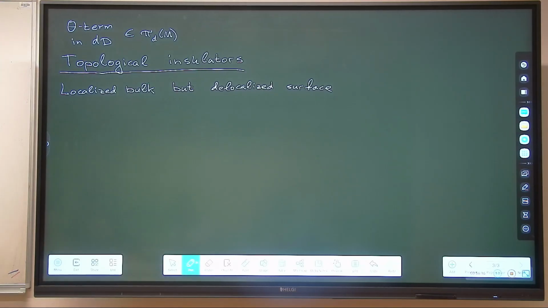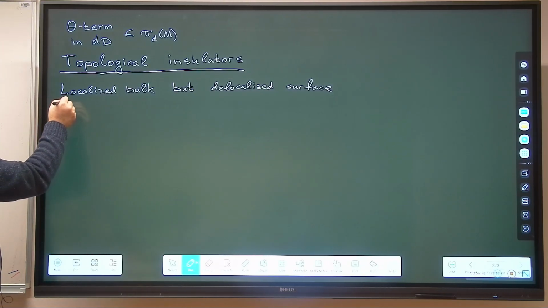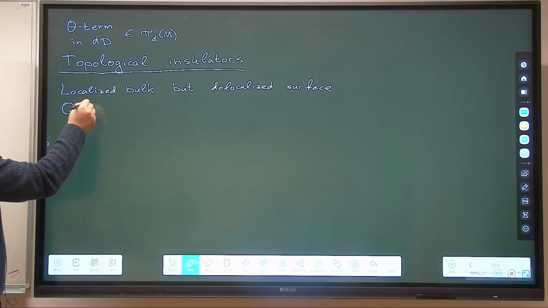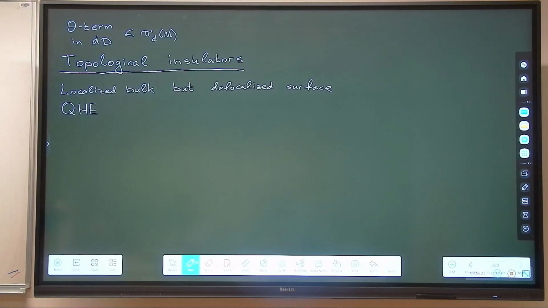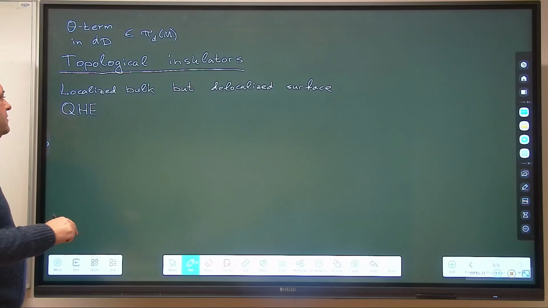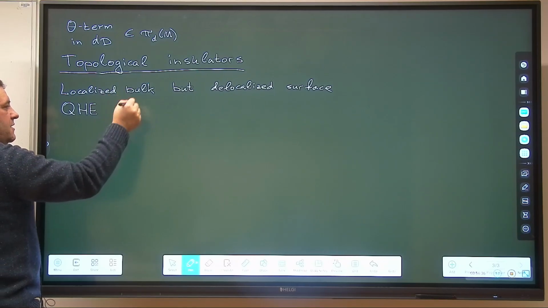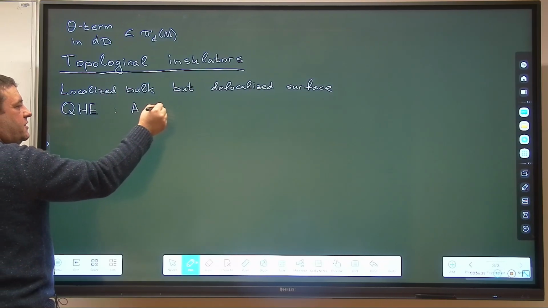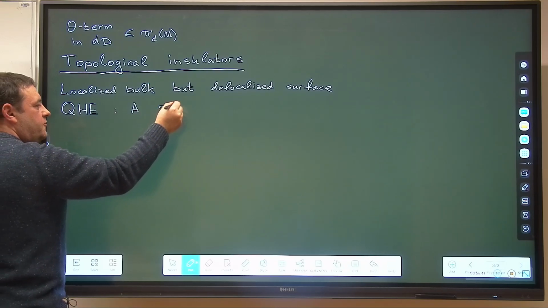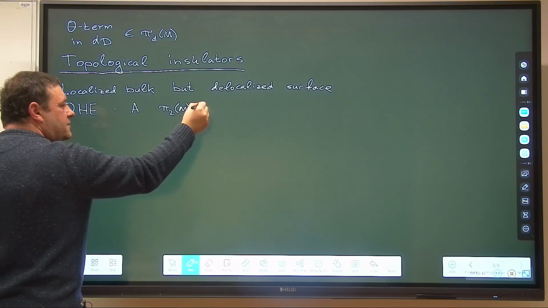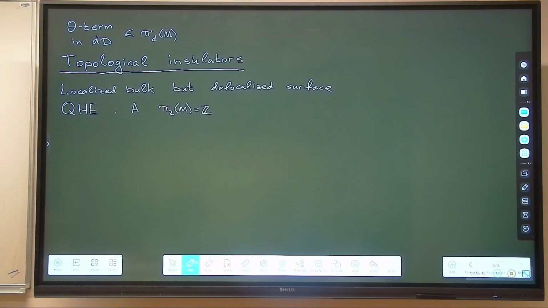And there are examples that we already studied. Quantum Hall effect is such an example. Quantum Hall effect has a localized bulk. Whenever we are in the quantum Hall plateau, everything is localized in the bulk, but there are edge modes that cannot be localized. So why do we have it? Because in class A we have pi 2 of M equals Z, which allows us to add the Pruisken term to the action and show that it is not fully localized, at least at the edge.